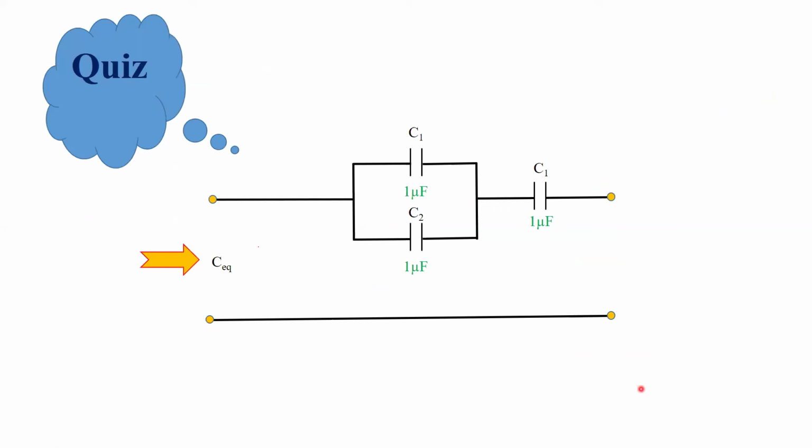Now, there is a very interesting question for you in the form of a quiz. You are given two capacitances, C1 and C2, which are clearly shown in parallel to each other because both the ends of these capacitors are connected at the same nodes. And in series with this network, you have another capacitance, let's say this is C3. The values of C1, C2, and C3 are given as 1 microfarad each. Now, you want to calculate or determine the equivalent capacitance of this network looking from this end.